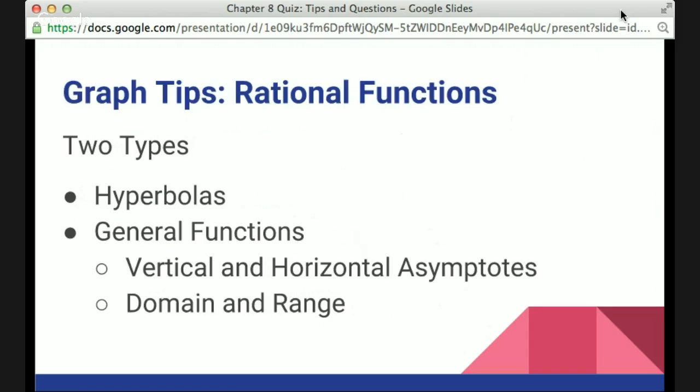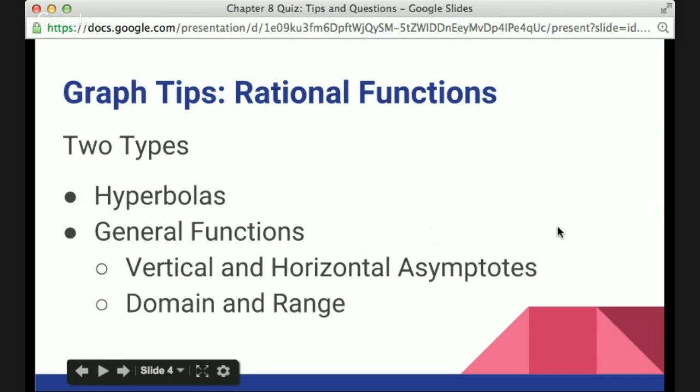There are 2 types. You can have hyperbolas, the straight up hyperbolas, which are that certain form of equation, a over x minus h plus k. Just memorize that parent function and then know how it shifts. That's just a matter of those simple types of rational functions. Then there are the general functions, which we know can be very messy and all over the place as far as what they look like. So my advice for the general functions, you've got to be able to find those asymptotes. I see people asking about that.